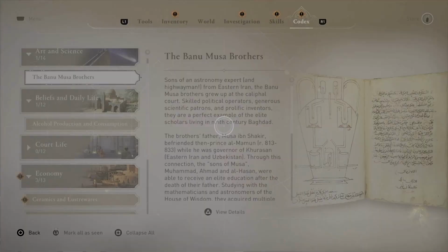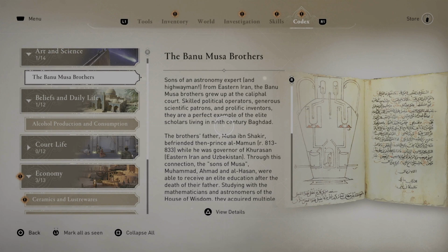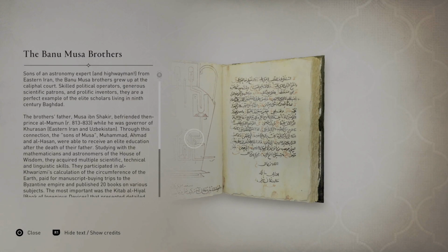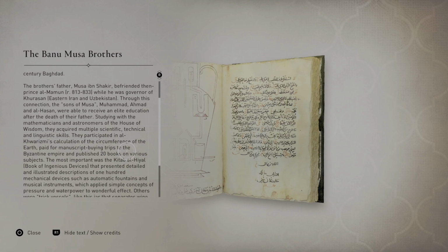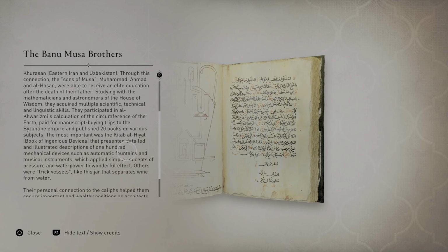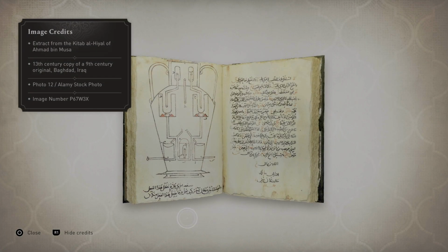You find these markers in the game environment, and when you interact with them, they will pull up a Codex entry on one of the scientific topics that you saw in the menu, and then there's an entry on that which is illustrated by a museum manuscript or a museum object, as you can see here in the context of a manuscript copy of an important scientific treatise.